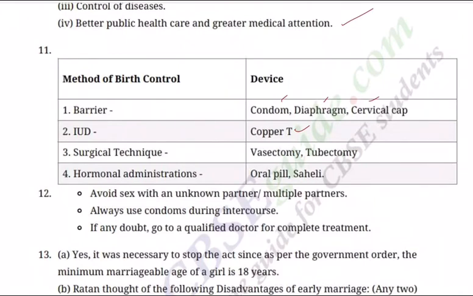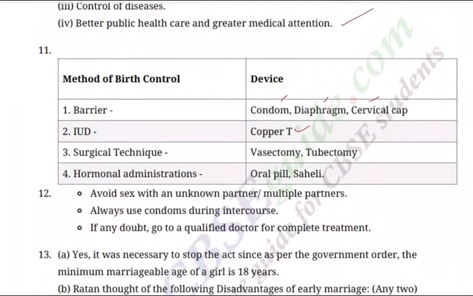Surgical techniques: if the vas deferens in a male is cut, then we say vasectomy, male family planning operation. Tubectomy: the fallopian tube in a female is cut, both sides, of course, not one side, both the left and right fallopian tubes, or an incision has to be made. Then we say tubectomy. Both are very effective. Next, hormonal administrations: oral pills and Saheli, of course, very famous.